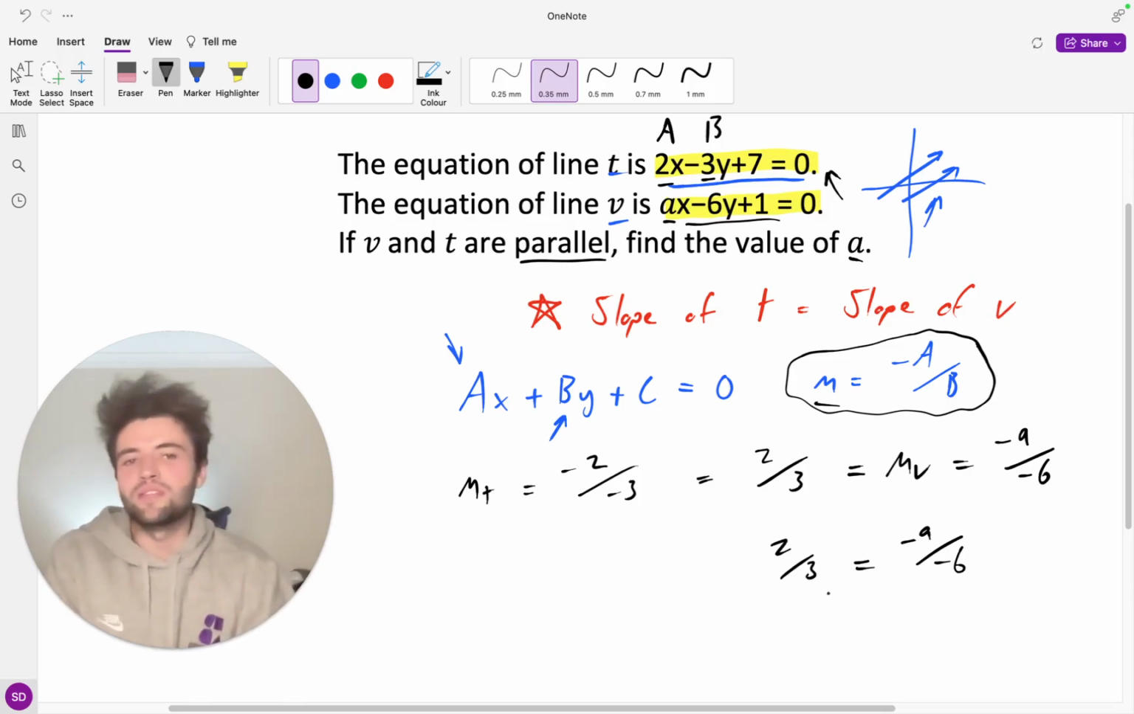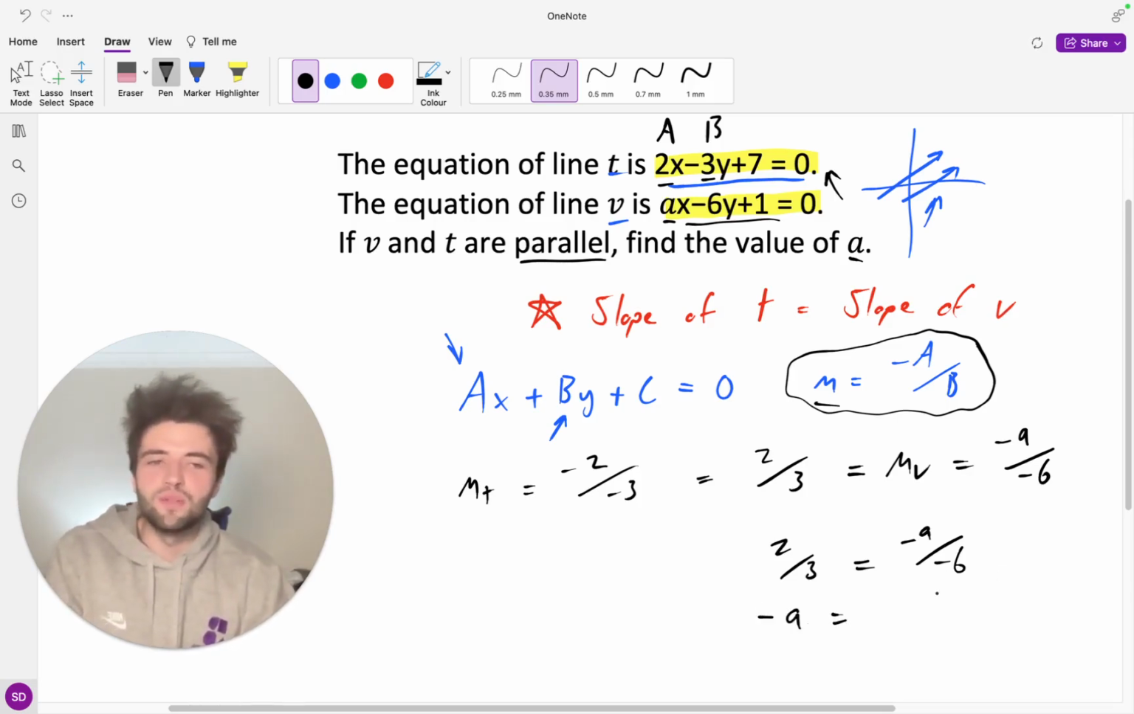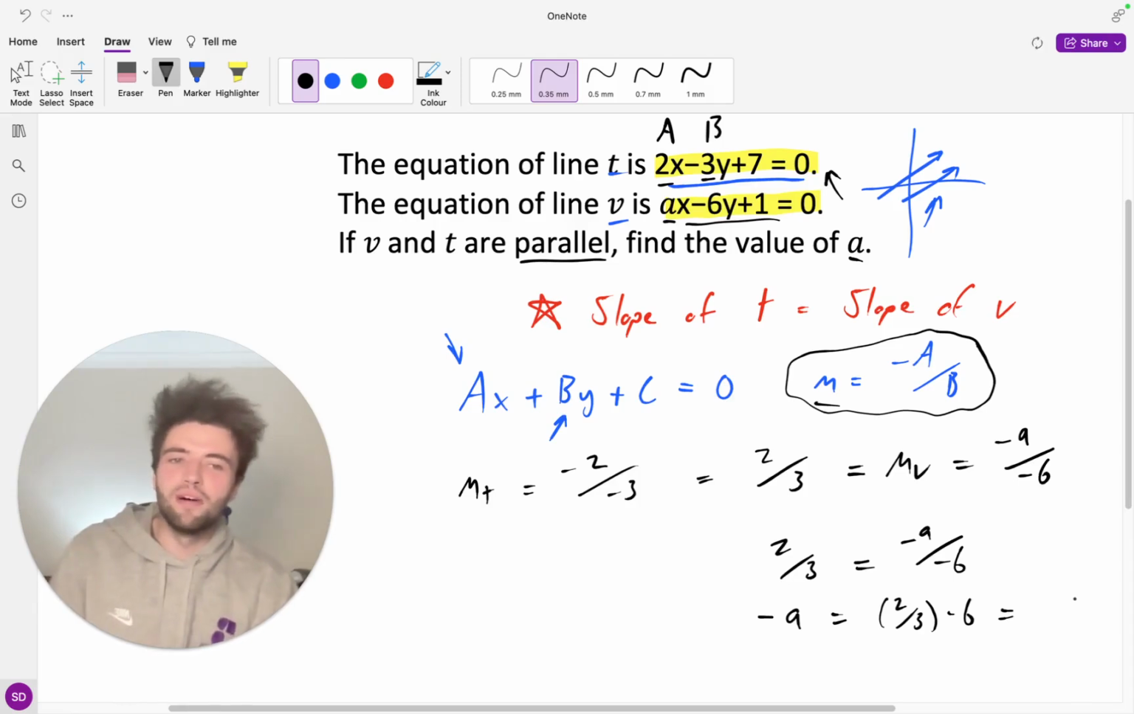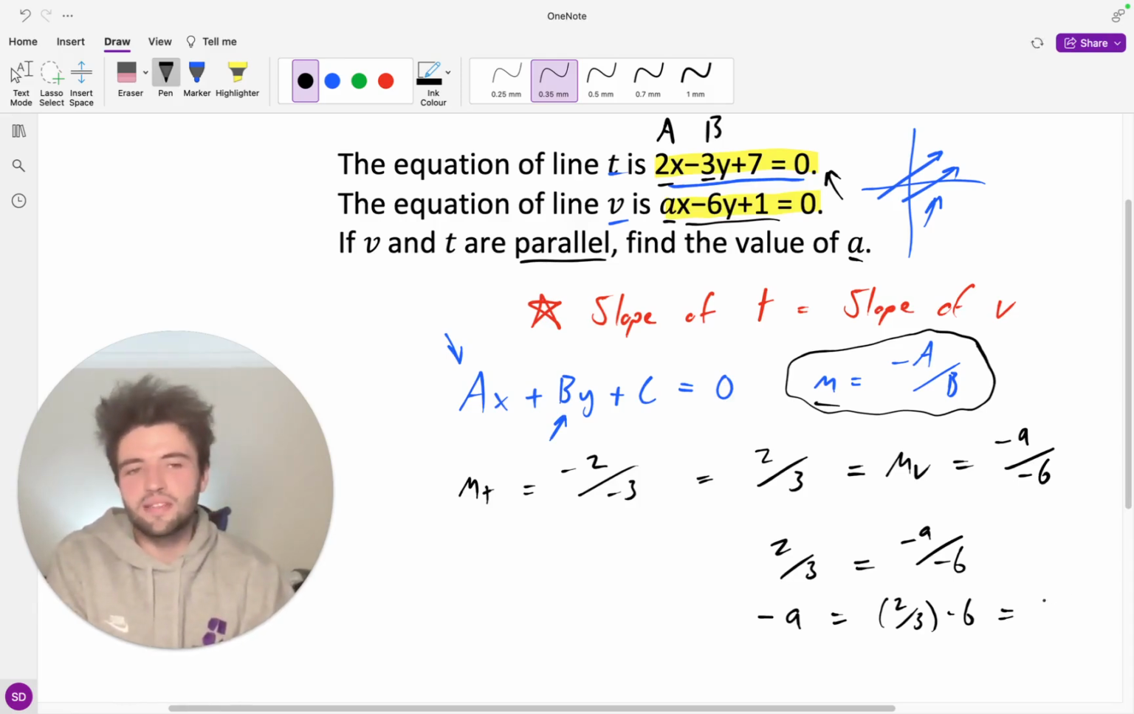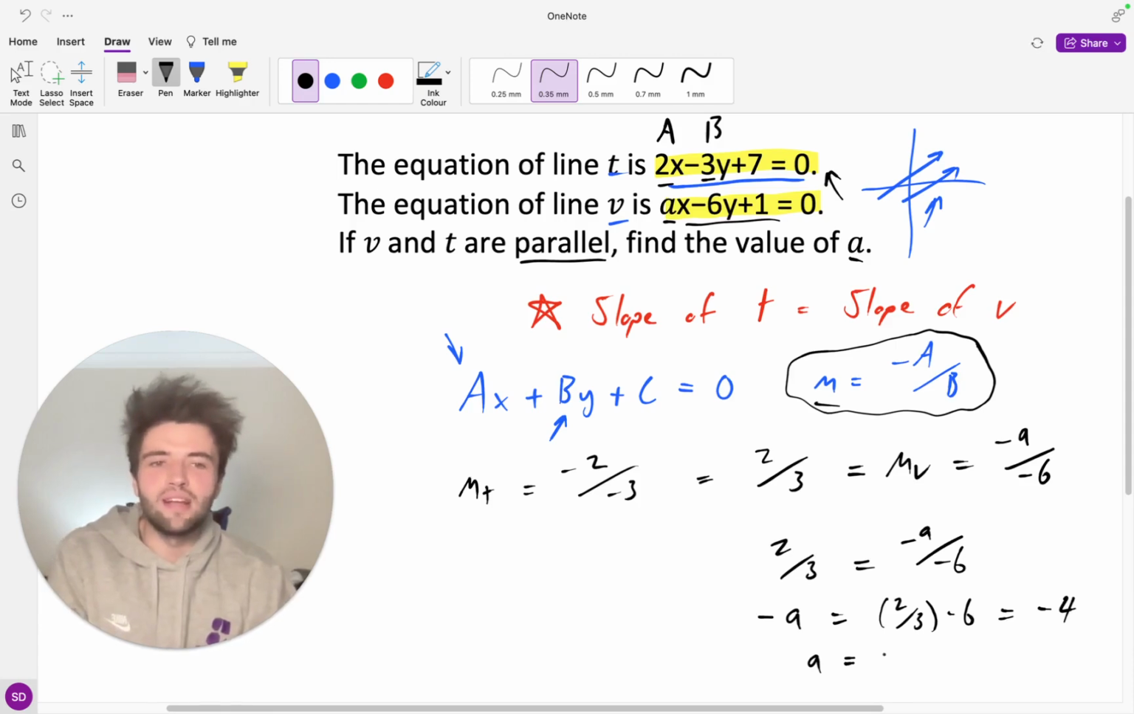Our last job now is to find a on its own. We're going to go step by step. The first step is to multiply across by minus 6. That gets us minus a is equal to 2/3 of minus 6, which is just minus 4. So we have minus a is equal to minus 4. Then dividing across by minus 1, we get that a is equal to 4. So that's going to be the final answer in this case. Our value of a is equal to 4.